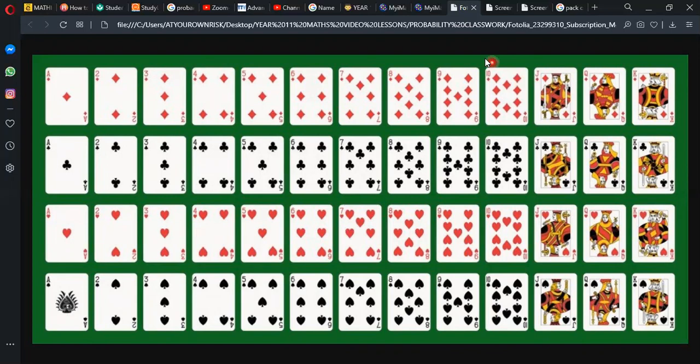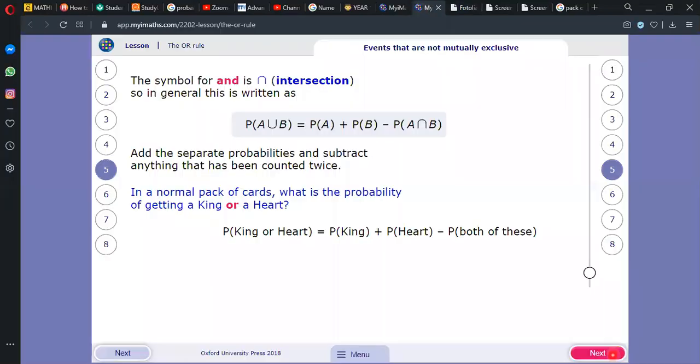Okay, so that simply means that the probability of king or heart is the probability of king plus the probability of heart. Now, guys, take note of this. Look at this. Minus the probability of both. Why are we subtracting? We're subtracting because we realized that there is a king that is also a heart.